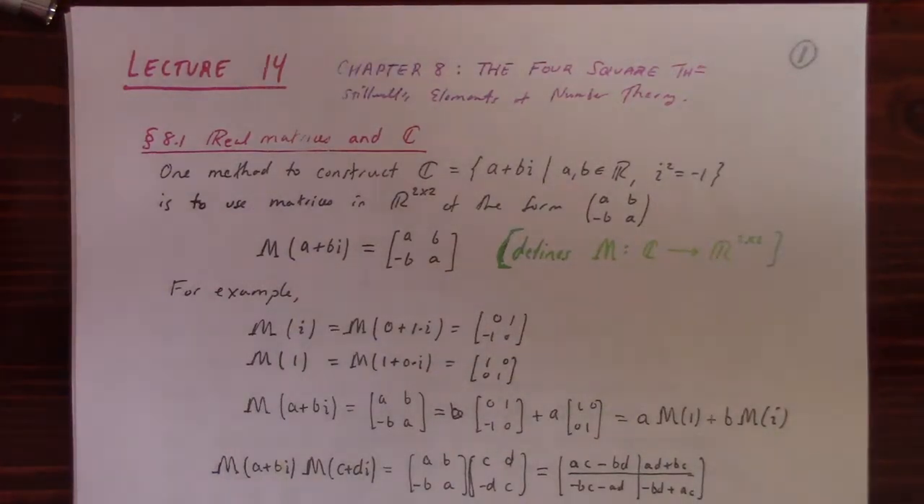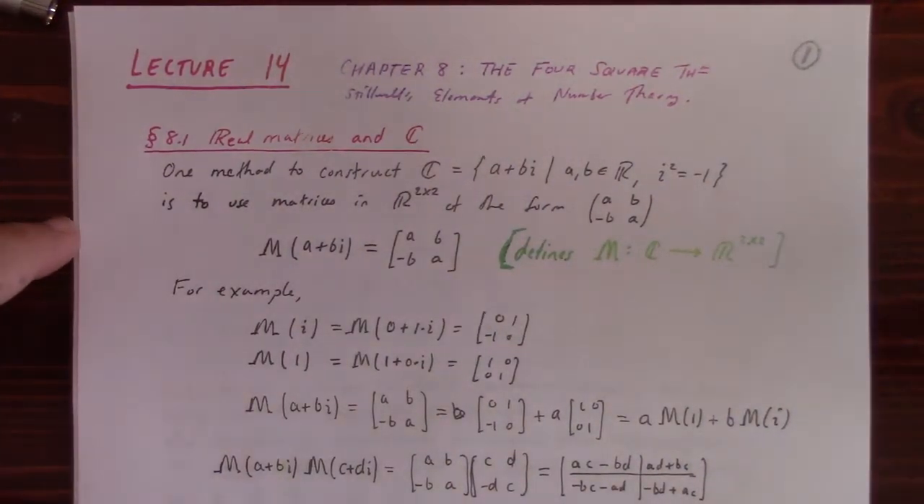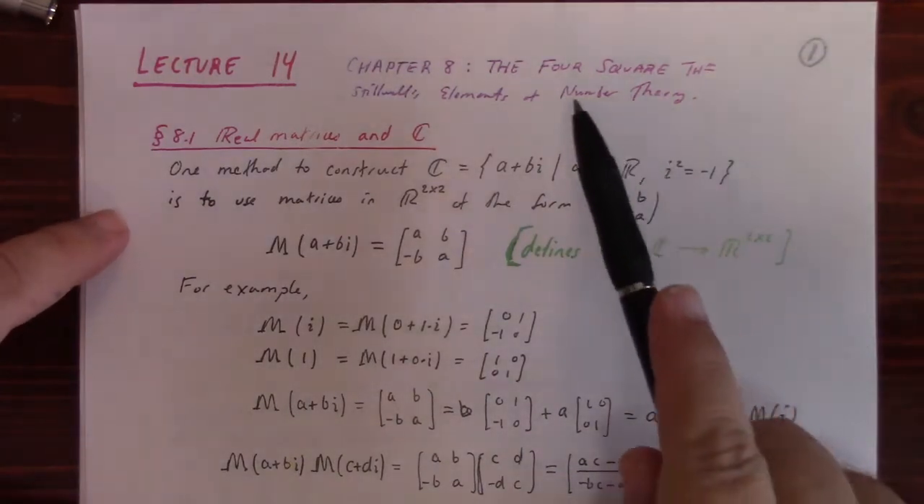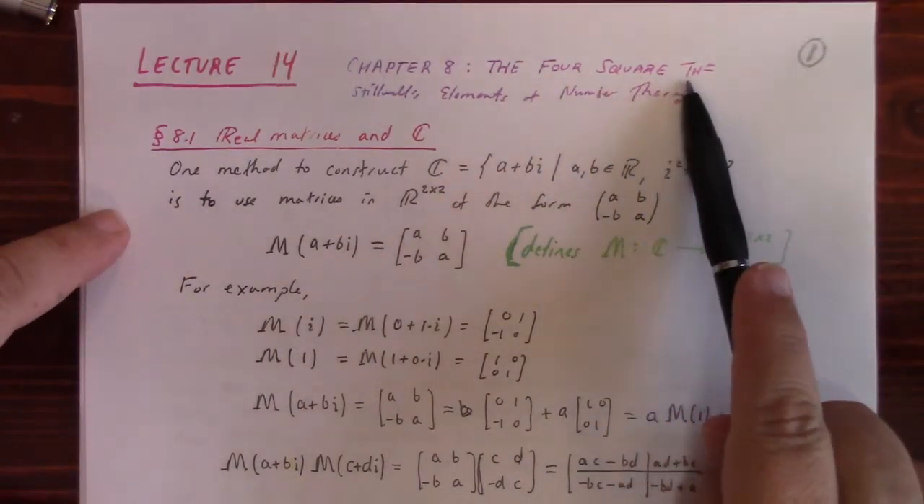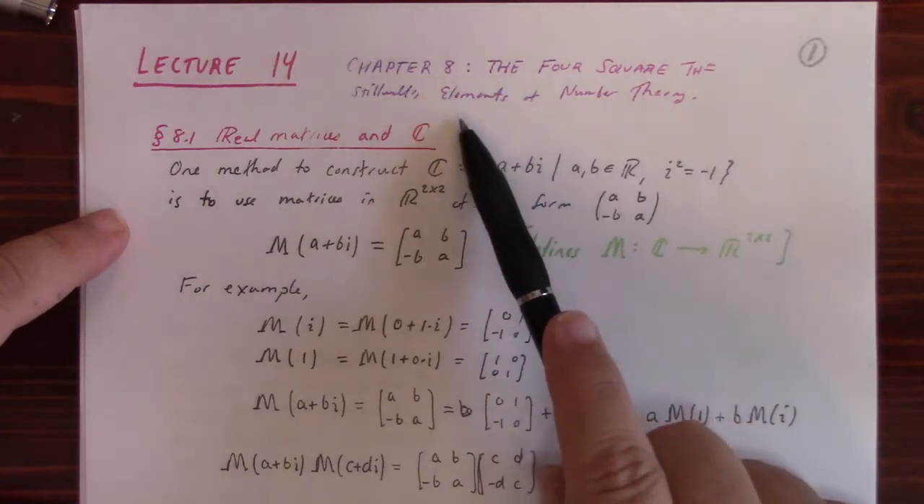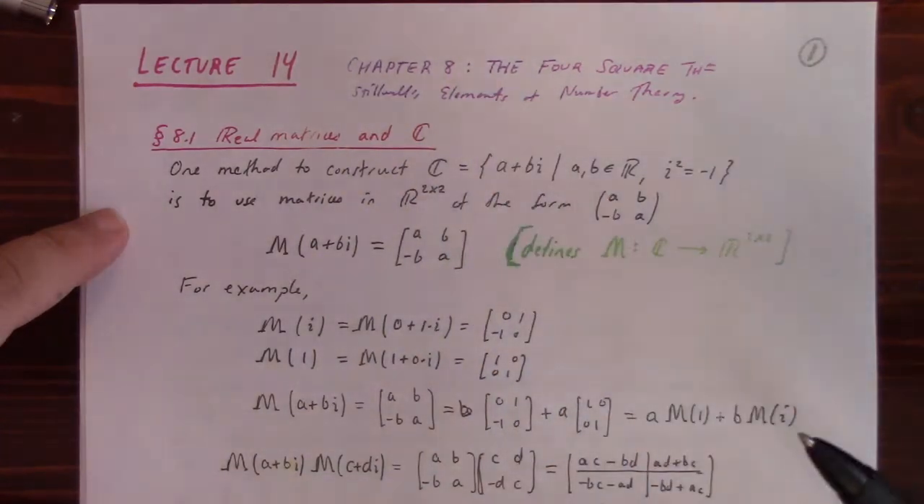Alright, so in this lecture we're going to look at the quaternions and how they can be used to derive the four-square theorem. This is based on Chapter 8 of Stillwell's Elements of Number Theory.